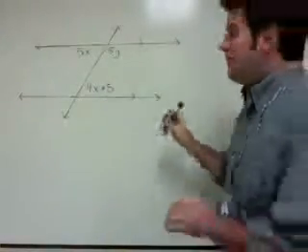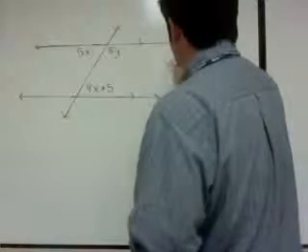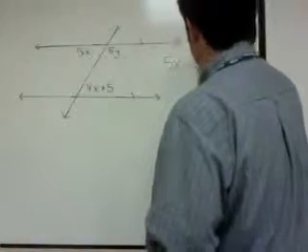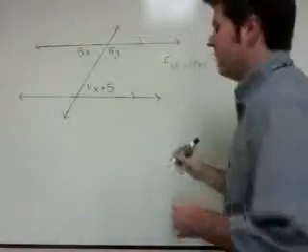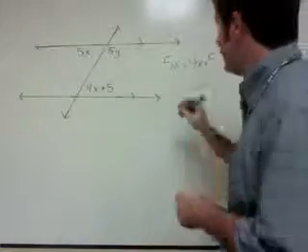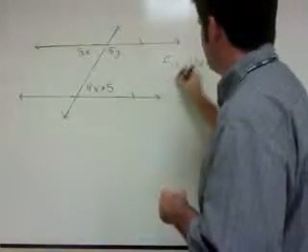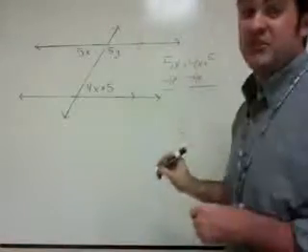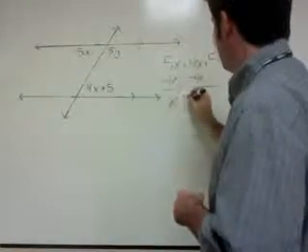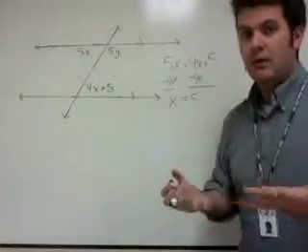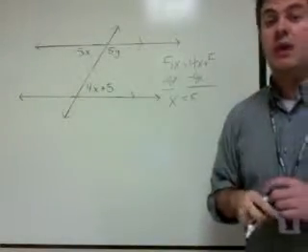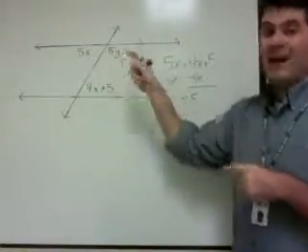So we can use that information to set up an equation. 5x equals 4x plus 5. Okay. Now we just have to do some algebra and solve for x. Subtract 4x off both sides. Oh, this is a simple one too. x equals 5. Alright, so we know what x is equal to. Now we have to figure out what y is.